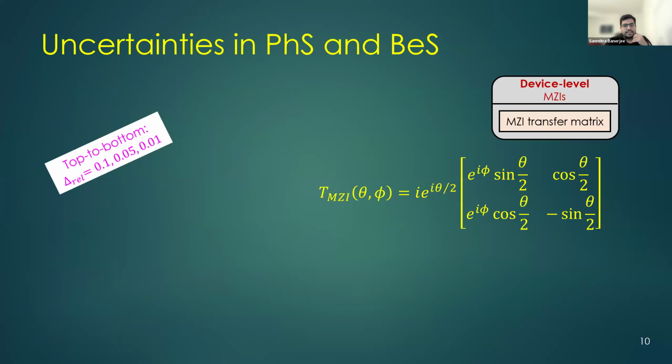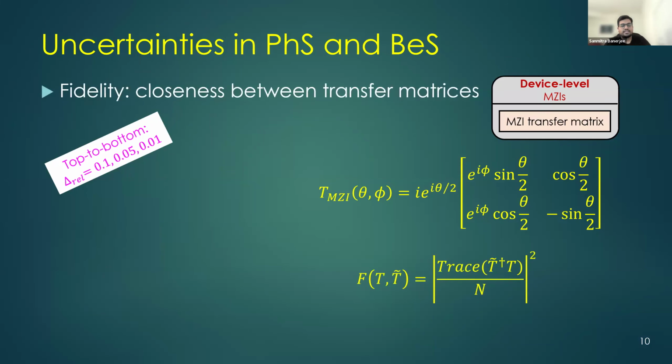So let's take a look at the device level. At the device level, the MCI transfer matrix is given by this equation. We have theta and phi as the two phase angles. And in the presence of uncertainty, the transfer matrix T_MCI can change to T tilde. We use the fidelity, which is defined as follows, to measure how much the deviation is.